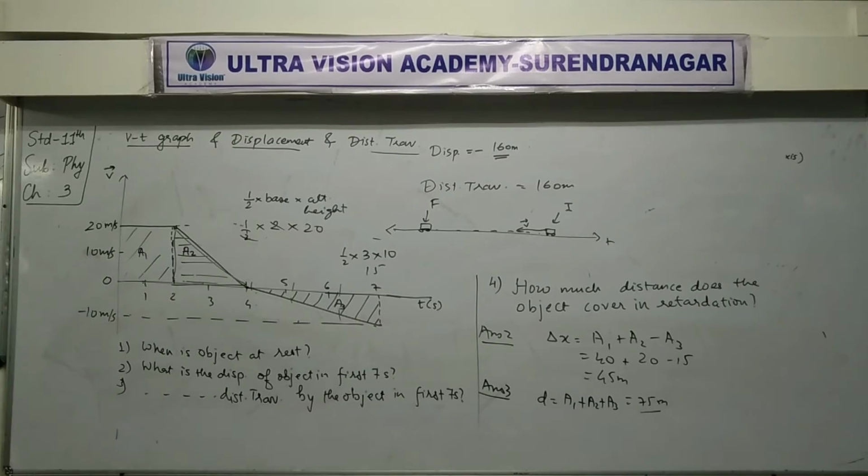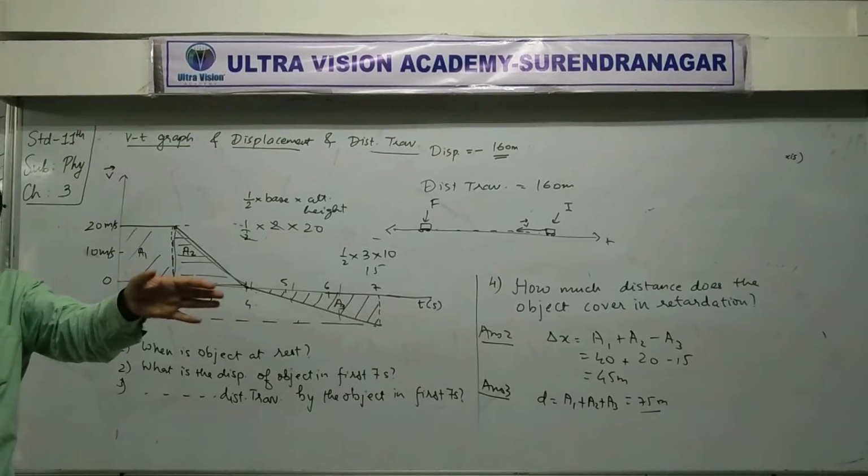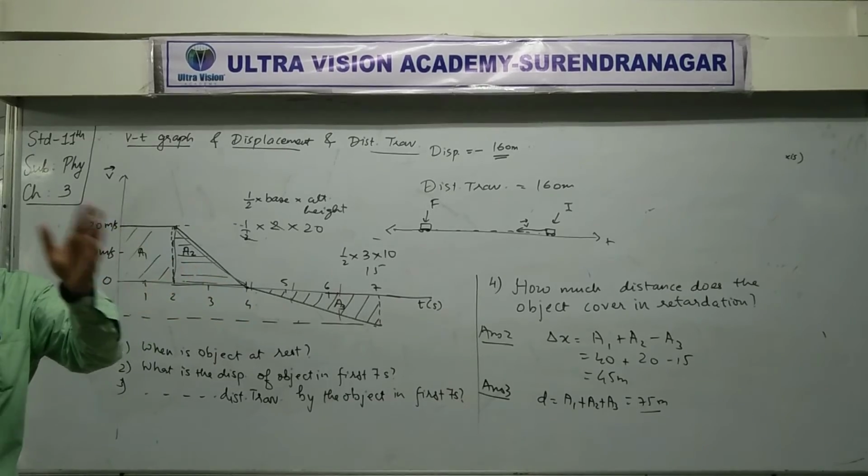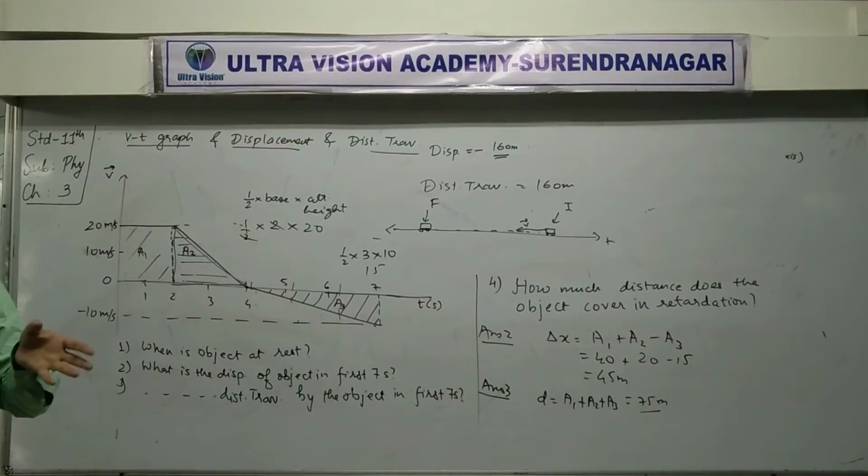Yes or no? Yes. Okay, so to understand when retardation occurs, we have to use the sentence that Hiral said. That is, velocity and acceleration should be in opposite directions. One is positive, the other should be negative. Very good.